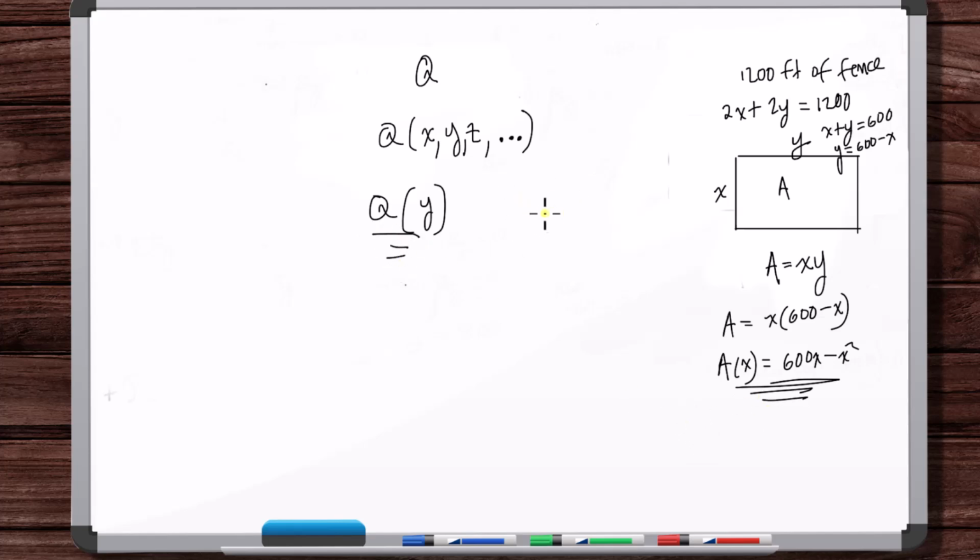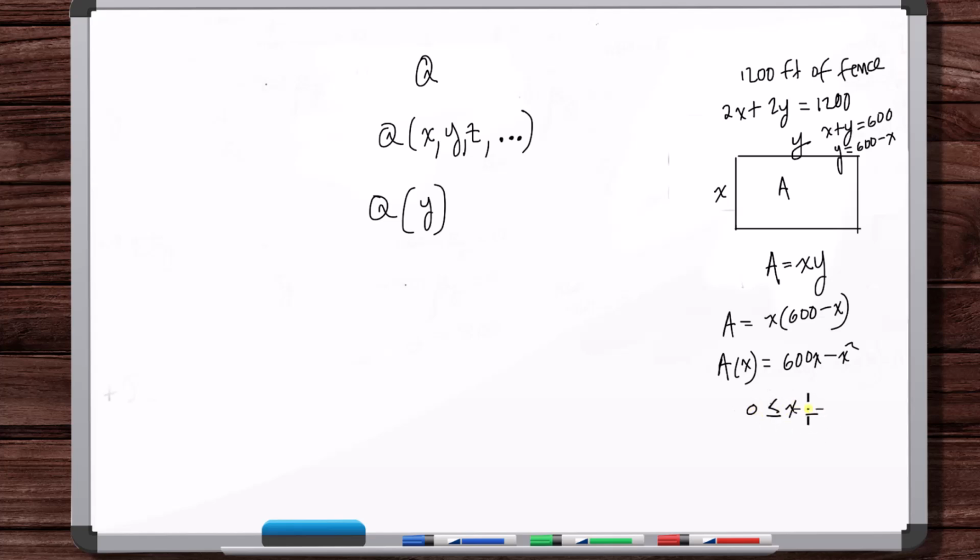But then you want to put whatever the correct domain is of that input variable. This is important as well. So the domain might be all real numbers, but for the case of fencing here, x can't be negative. You can't have a negative x or y, right? That doesn't make sense.